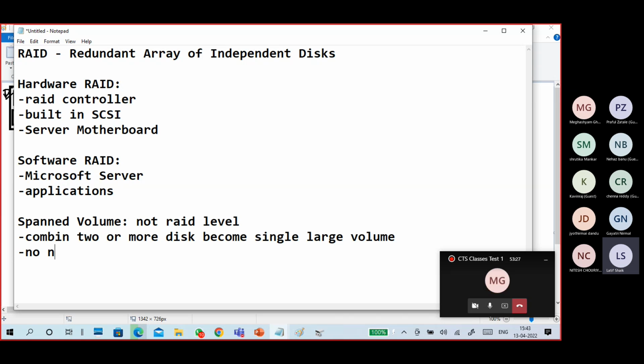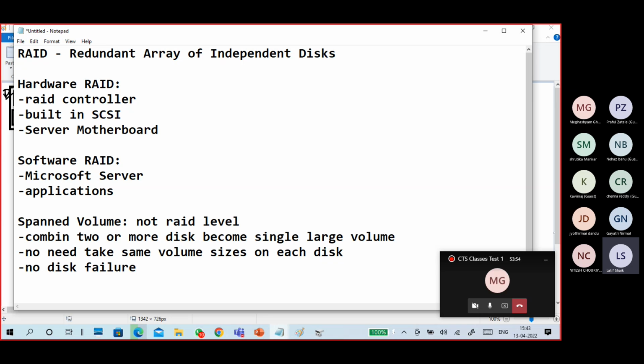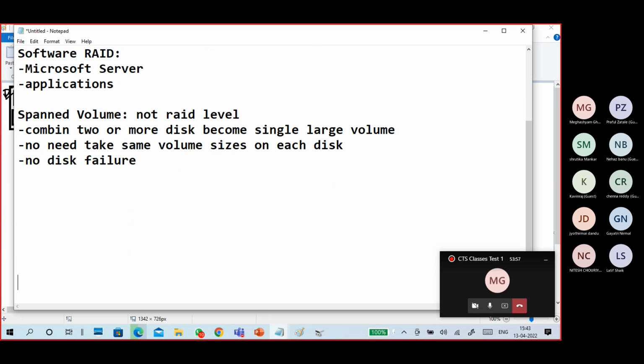No need to take the same volume sizes on each disk. That's why I put 1 terabyte, 2 terabyte. There is no redundancy, no failure protection. If a single disk fails, it is total data loss. It is not a RAID level.